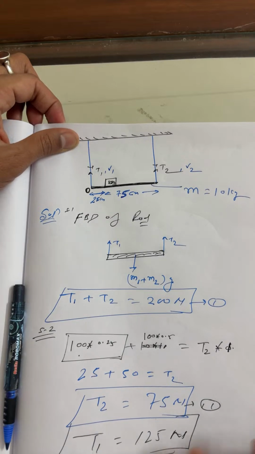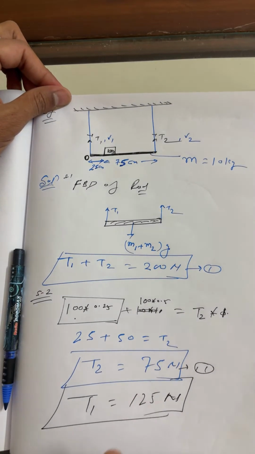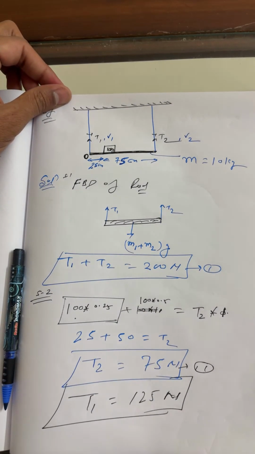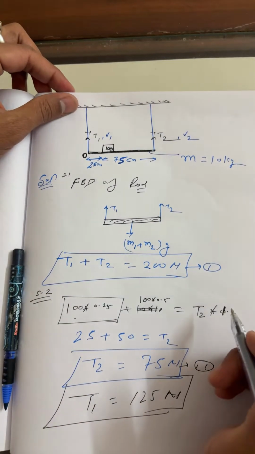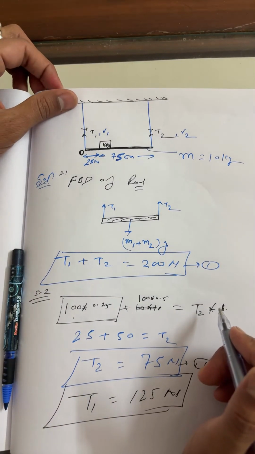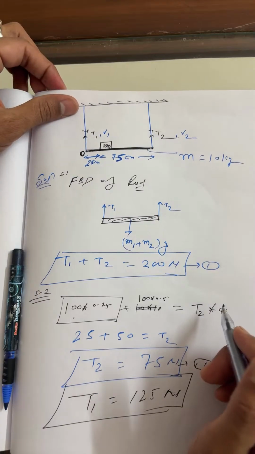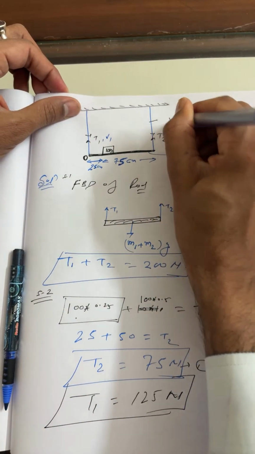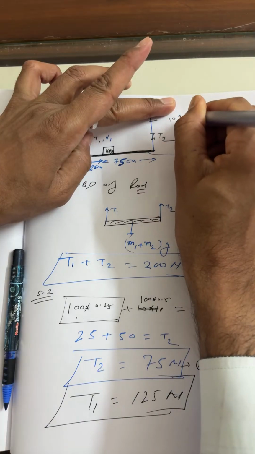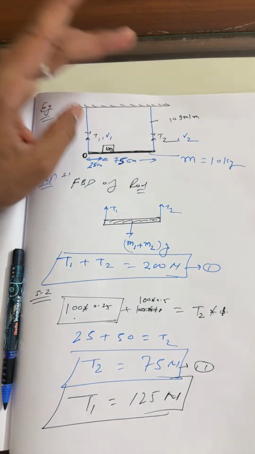T1 you can write what? 125 Newton. Right. T1 beta got. T2 got here. Simply we can find here V1 V2. Then you can ask what is the mass of the string. You can take here, this is 10 gram per meter.